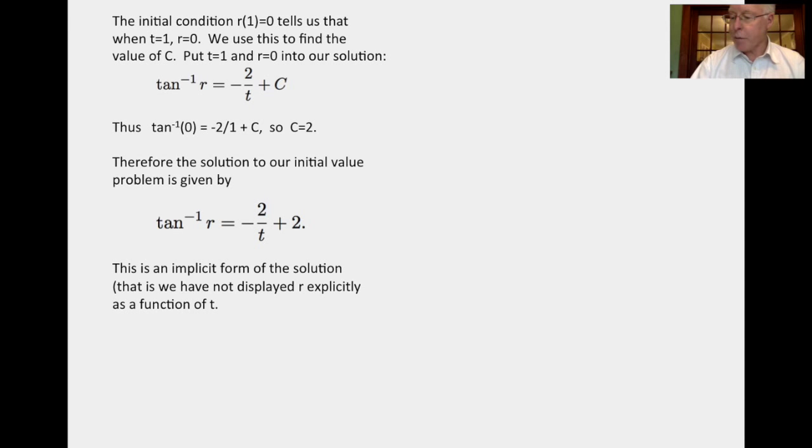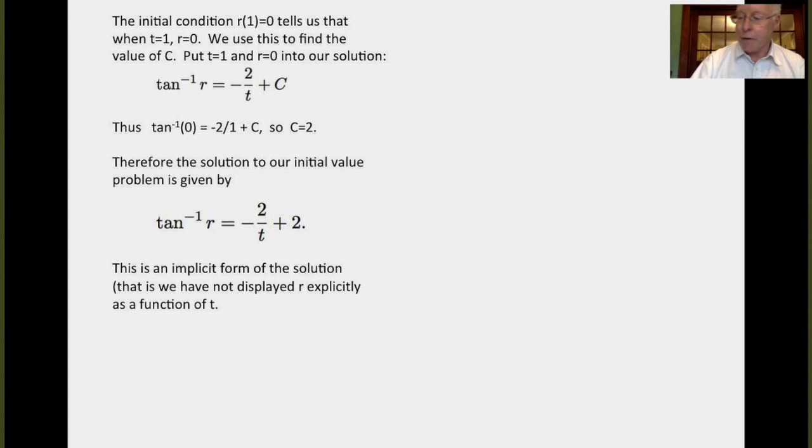Now, this is an implicit solution. Implicit because we don't have r separated as a function of t. And when you solve differential equations, that often happens. Expressions on both sides are so complicated, it's hard to isolate, say, the dependent variable r in this case. So solutions of this form are perfectly okay.